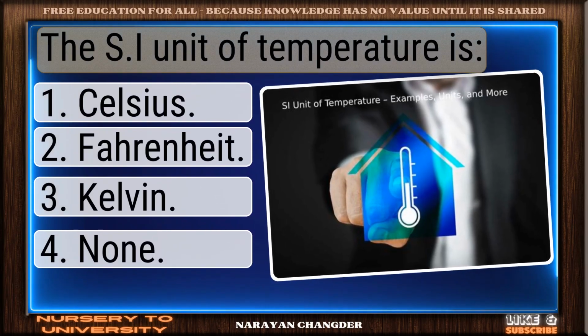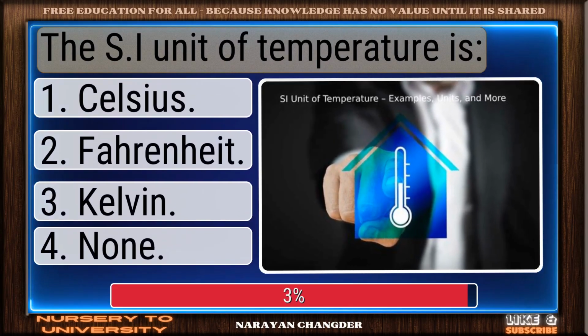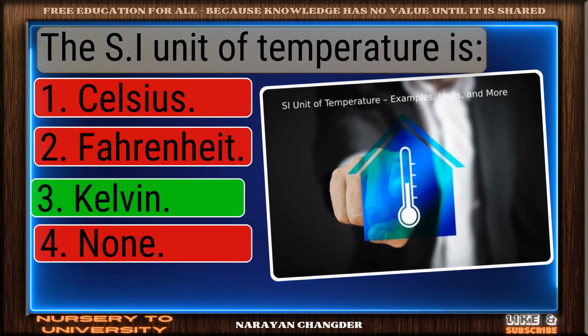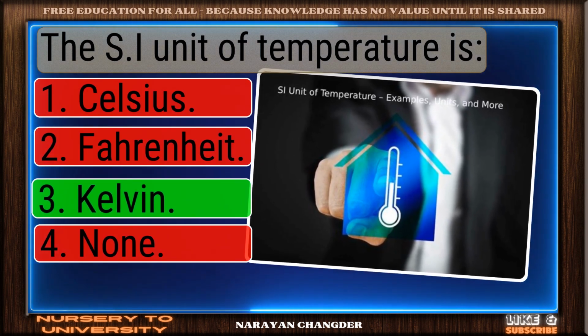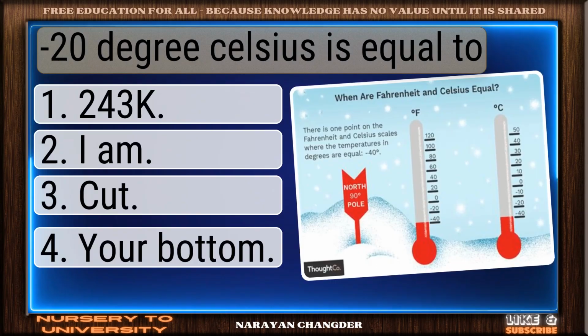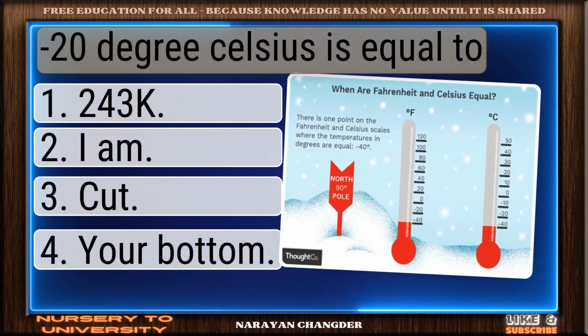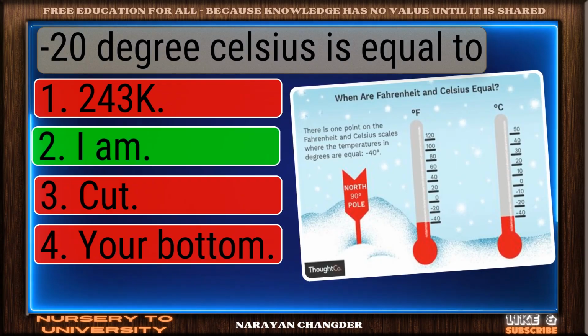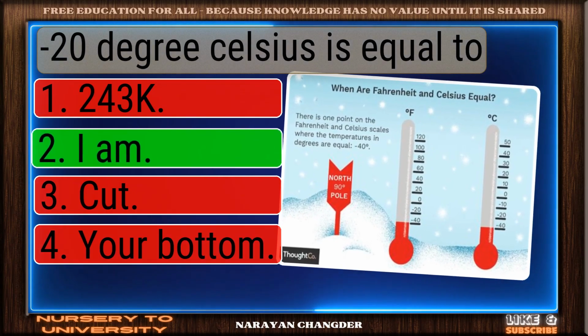Question number 93. The SI unit of temperature is? Smart pick. Kelvin is the correct choice. Question number 94. 20 degrees Celsius is equal to? You got it. Your choice, 293 K, is right.